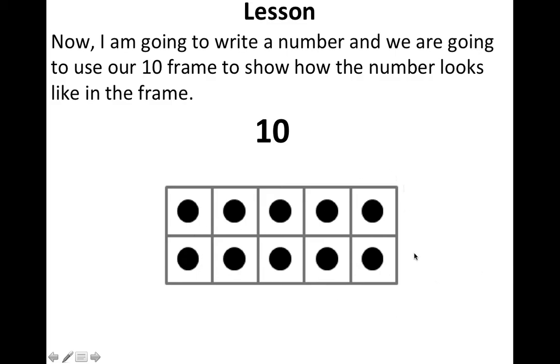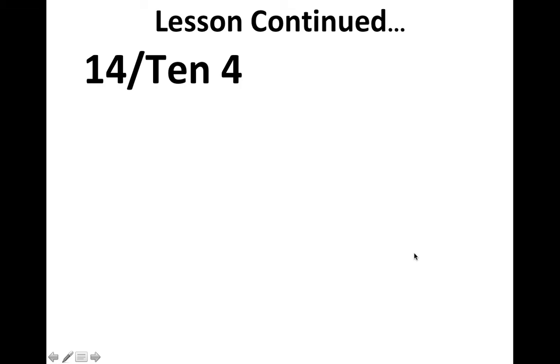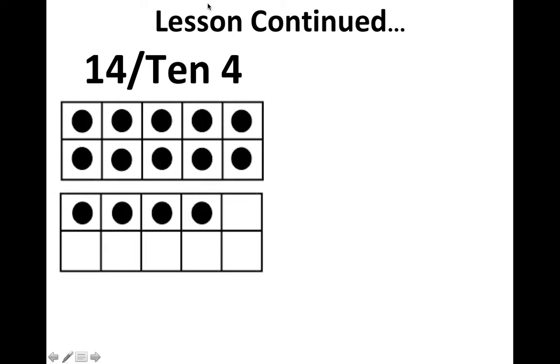Now the new number is 14, or 10 and 4. The new number is 14, and 10 and 4. So what that looks like in the 10 frame is, since it's 10 and 4, I'm going to have 10 circles and 4 more to show it's 10 and 4.